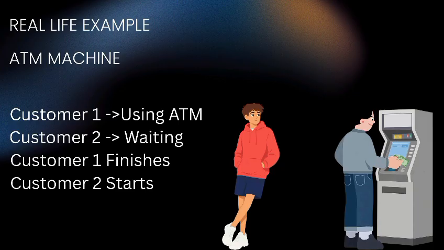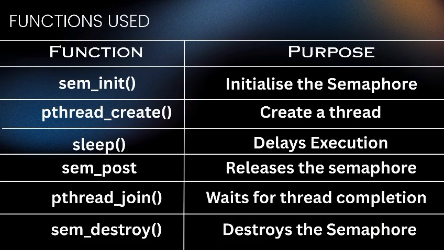Let us understand this with a simple example. Imagine there is only one ATM machine. Two people want to use it at the same time. The first person starts using the ATM. The second person has to wait. Once the first person finishes, the second person gets access. A semaphore works in the same way by allowing only one thread to access the shared resources while the other thread waits.